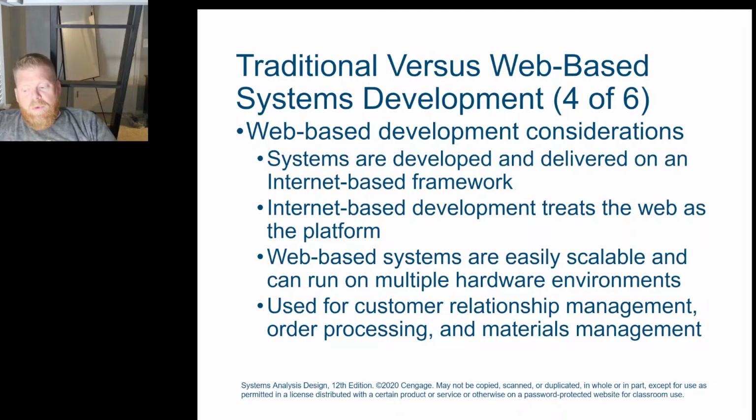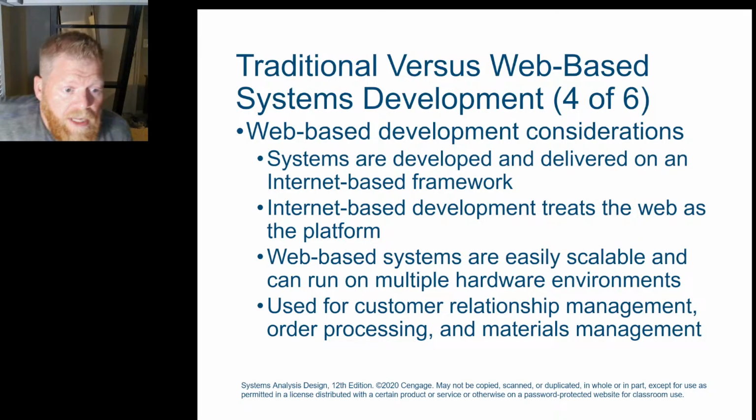Your systems will be developed and delivered on an internet-based framework, and those developments treat the web as a platform. You're also going to see how Azure or software as a service platforms are going to be very prevalent. These types of systems are scaled very easily and they grow very easily. A lot of these systems are based on C programming, the same style of programming that's utilized in your cell phones, your laptops, your operating systems. So they're easily programmed and easily maintained from a software development standpoint.